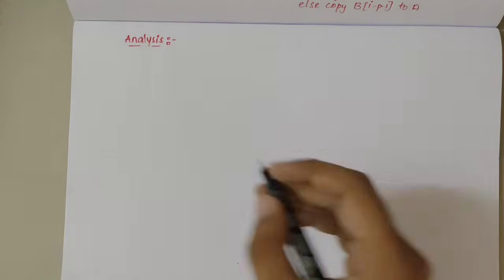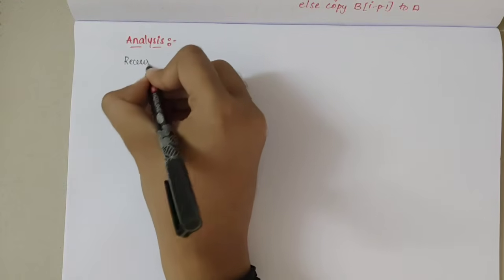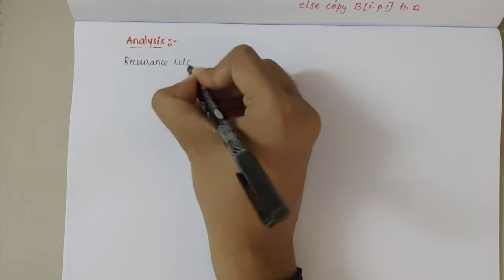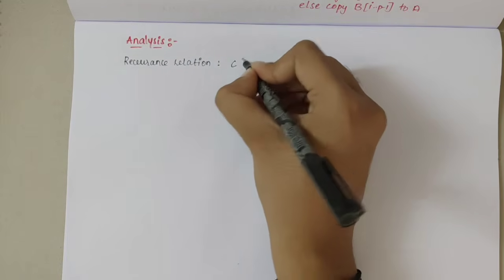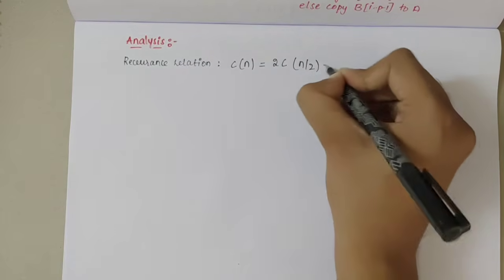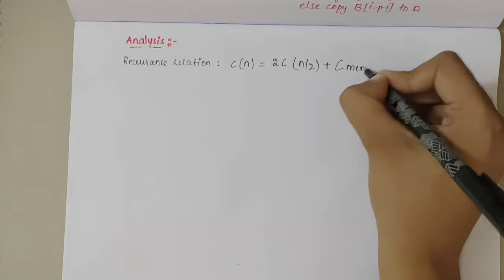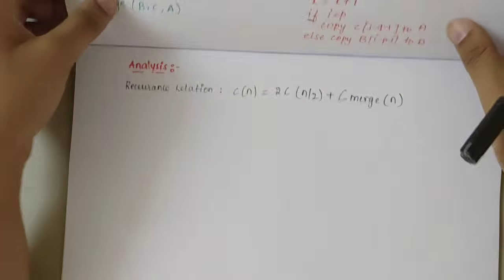Now let's write the analysis part here. So initially we have to note down the recurrence relation here, right? Recurrence relation can be written as C of n is equal to 2 times C of n by 2 plus C of merge of n. I'll explain why we have written 2 times C of n by 2.